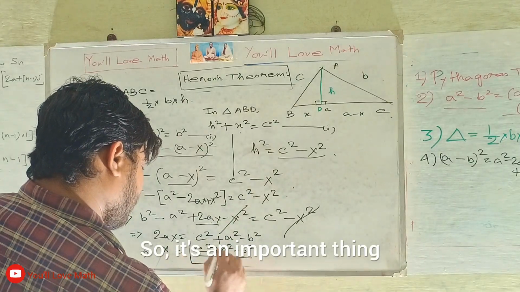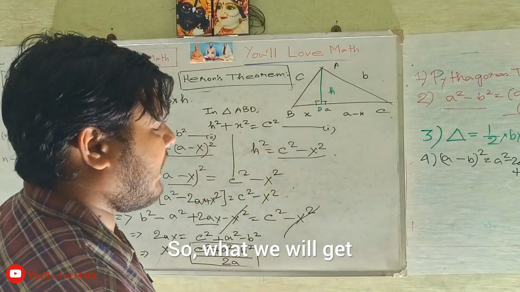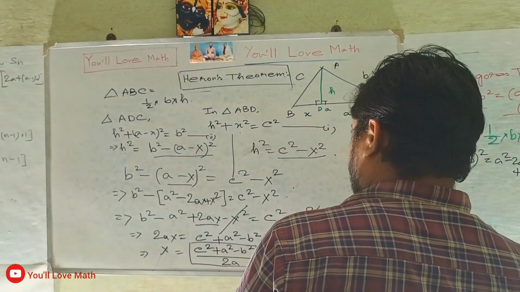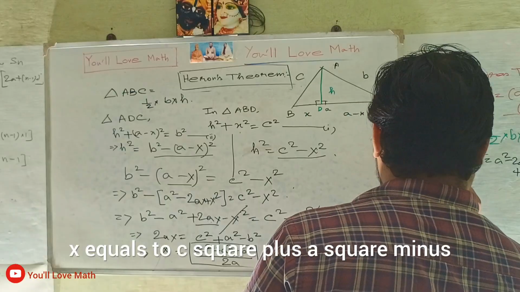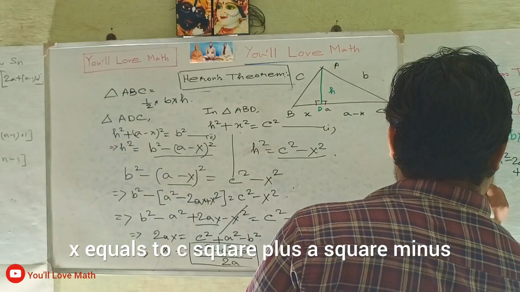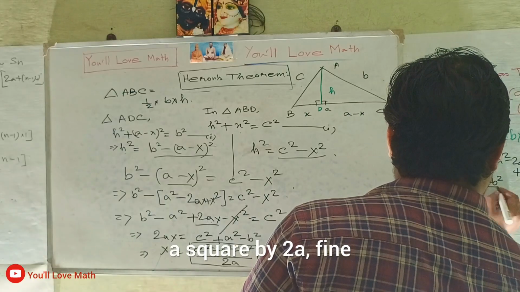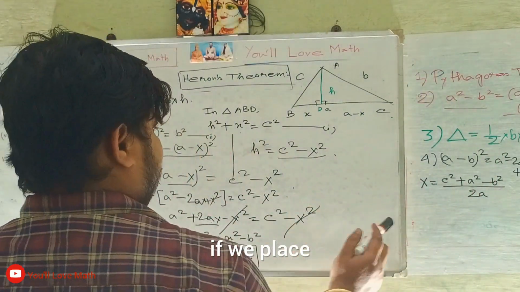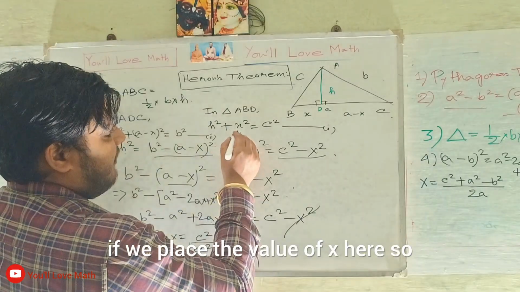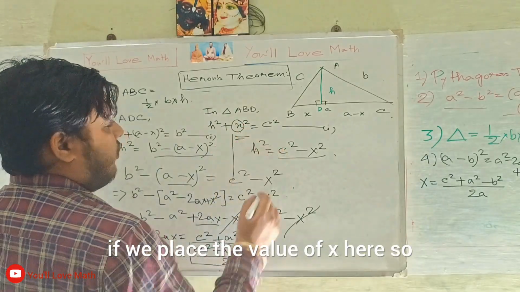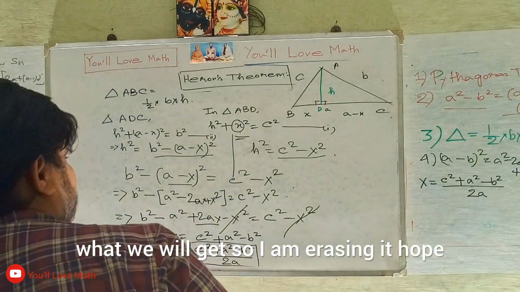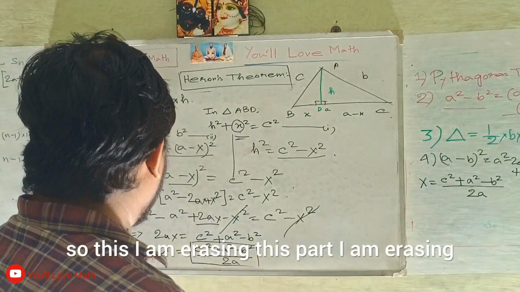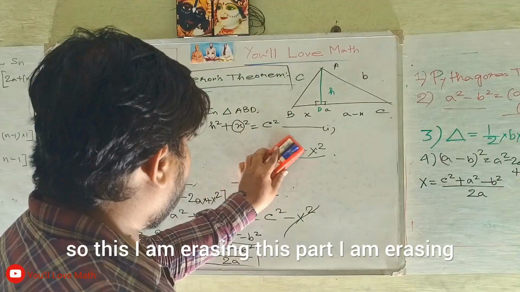So it's an important thing. What will we get from here? X equals (C square plus A square minus B square) by 2A. Fine. So if we place the value of X here, what will we get? I am erasing it. Hope you have noted it down. So I am erasing this part.